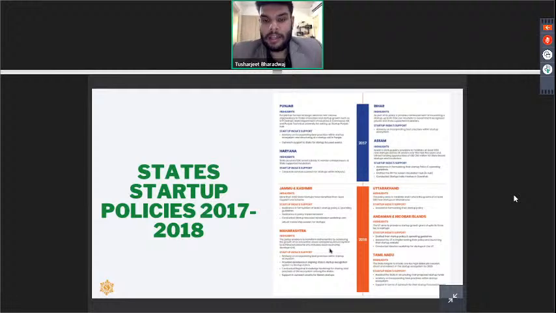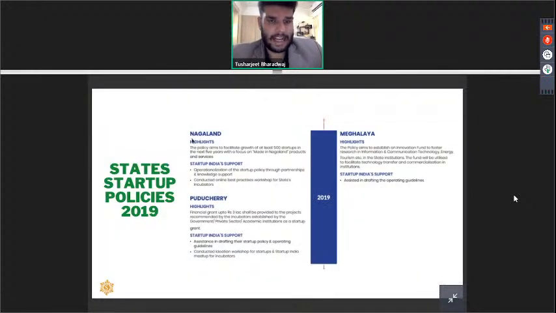When we talk about Maharashtra, the policy envisions to transform Maharashtra by catalyzing the growth of an innovation-driven entrepreneurial ecosystem to achieve wholesome and inclusive socio-economic development. Uttarakhand, the policy aims to facilitate and nurture the growth of at least 500 members. When we talk about Andaman and Nicobar, the Union Territory aims to provide a startup growth grant of up to 3 lakhs to startups. Tamil Nadu, the state targets to create 1 lakh high-skilled jobs, direct and indirect, in the startup ecosystem by 2023.